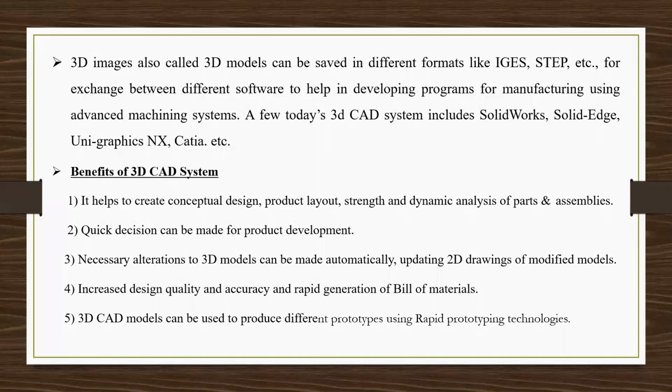So 3D images are also called 3D models. They can be saved in different formats like IGS, STEP for exchange between different software, which helps in developing programs for manufacturing using advanced machining systems. So the machines can read these programs or drawings, which helps in manufacturing. A few of today's 3D CAD systems include SolidWorks, Solid Edge, Unigraphics, CATIA, etc. So what are the benefits of these 3D CAD systems?